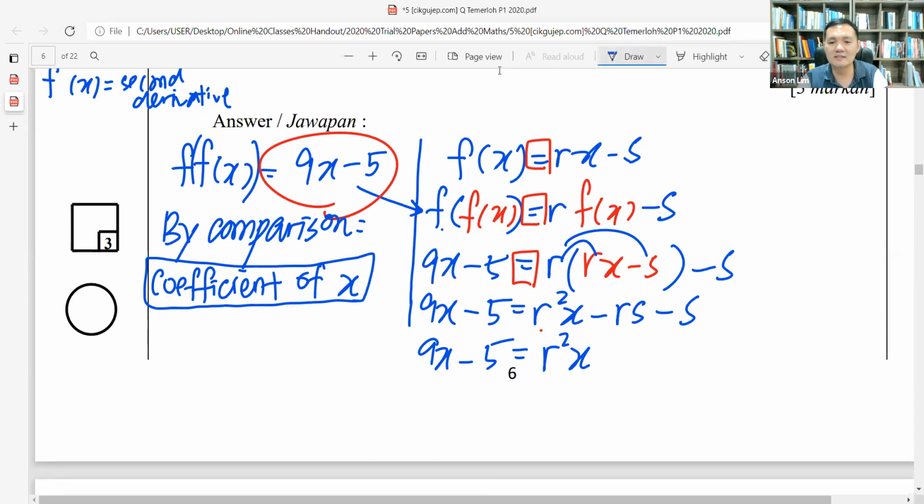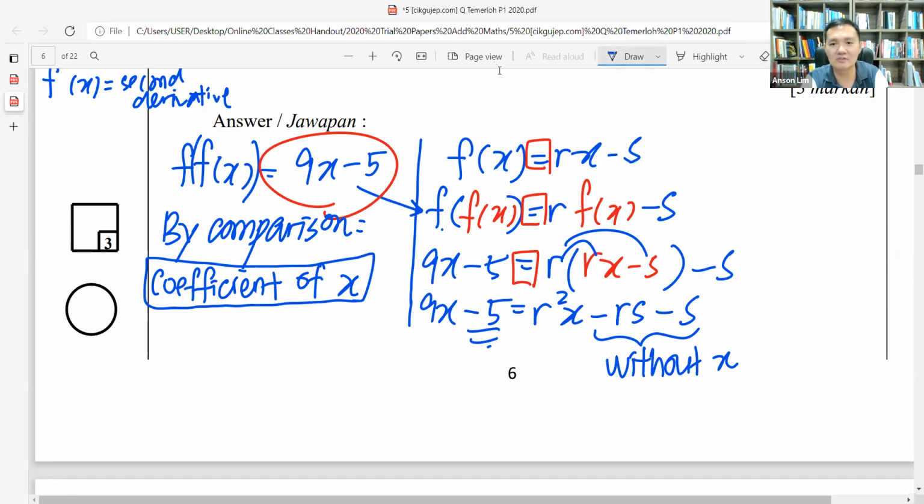You know why? This is without x, means constant, no? So some people, you factorize also no point. Unless you got a few x, then you factorize easier to compare. But the behind, right, I purposely put like that, it is without x. Without x, then you compare with the without x. So coefficient of x, you compare with coefficient of x, left hand side and right hand side.